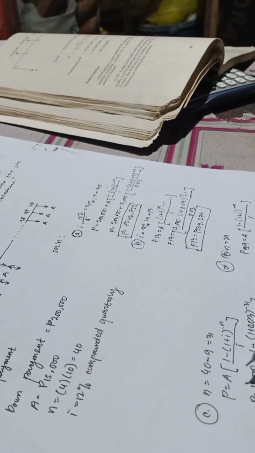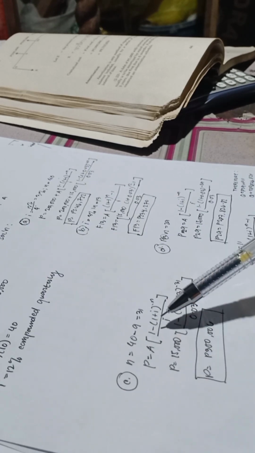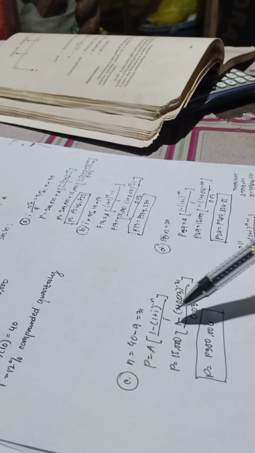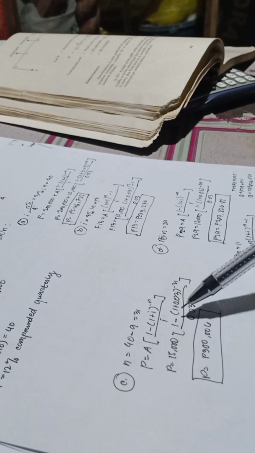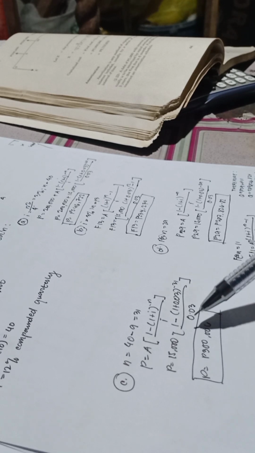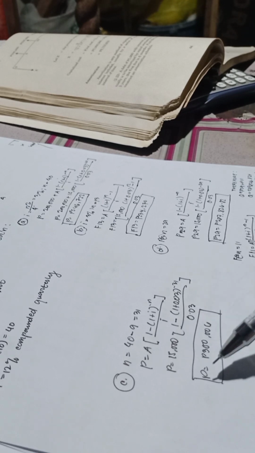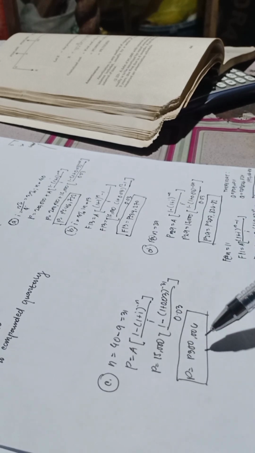Then multiplied by 1 minus quantity of 1 plus 0.03 raised to negative 31 over 0.03. So the final answer of letter C is 300,006 pesos.